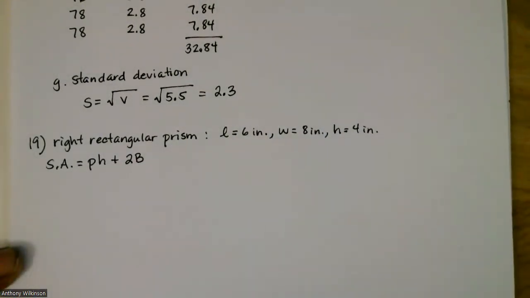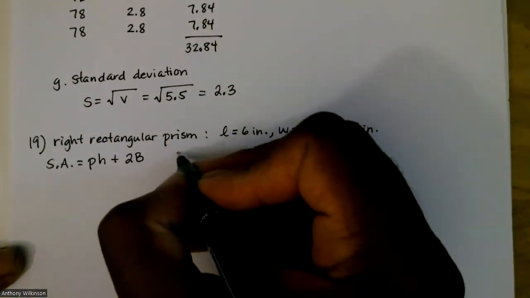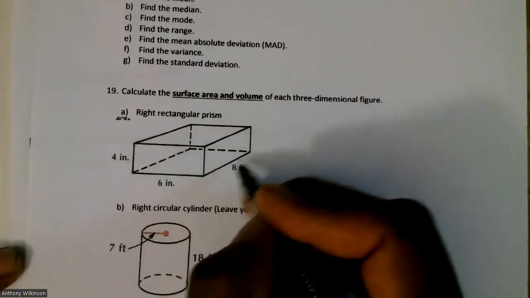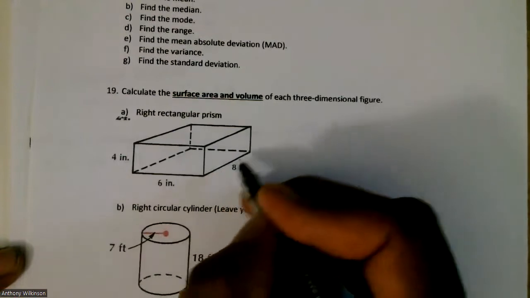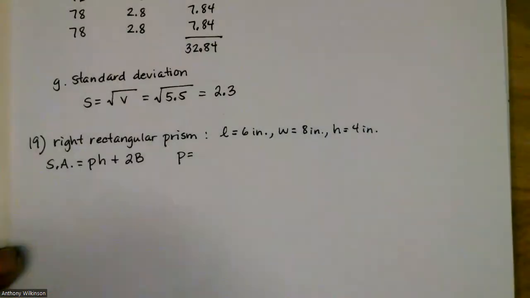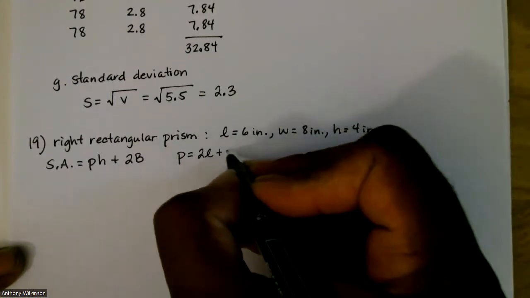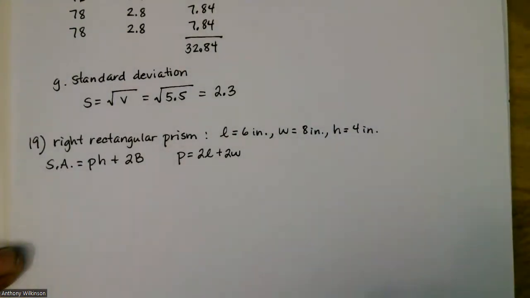Let's first find 2 things, the perimeter and the area of the base. The perimeter of the base, well, that base, if you look at it, it is a rectangle. The base is at the bottom. That's the rectangle. And the perimeter of any rectangle will be 2 times the length plus 2 times the width.